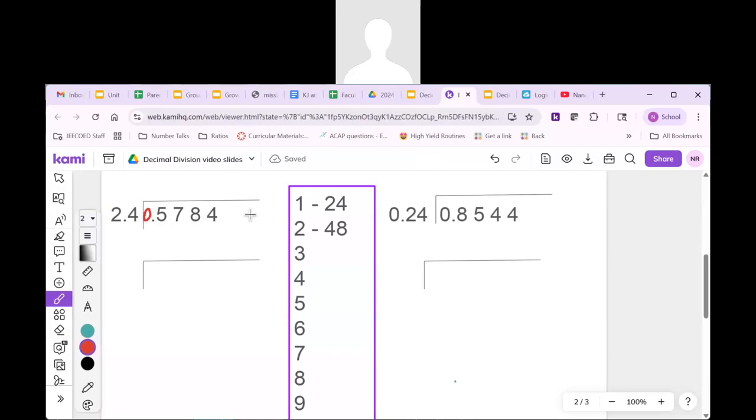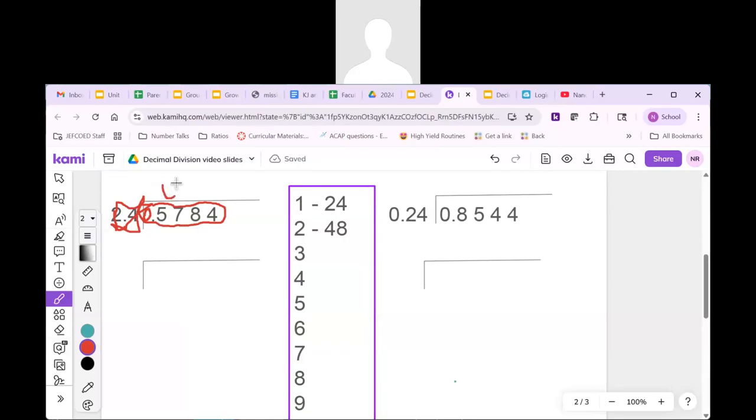0.5784, and I am dividing by 2.4. What? Look, my dividend is less than a whole, and my divisor is more than a whole. Anytime the dividend, the number inside the division box, is smaller than what you are dividing by, you are going to get an answer that is less than 1.